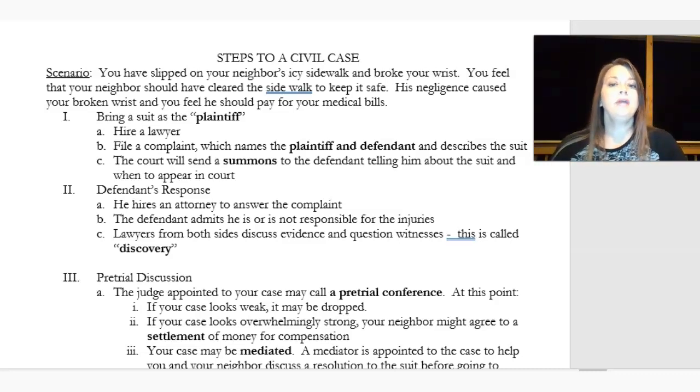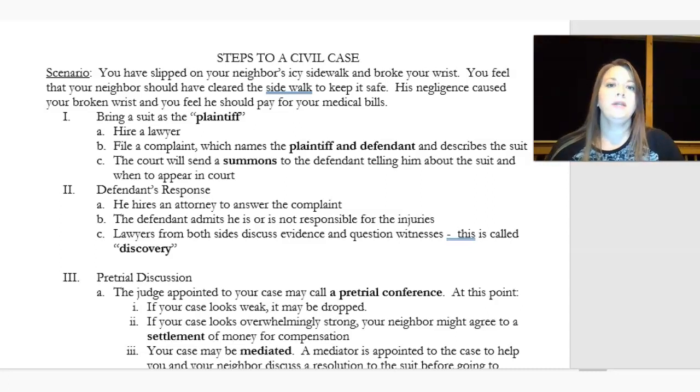But remember, civil cases are very different from criminal cases. Remember, in a criminal case, you can lose your natural rights or your inalienable rights of life, liberty, and pursuit of happiness. However, in a civil case, that's not true. Civil cases are mainly to settle disputes between people.